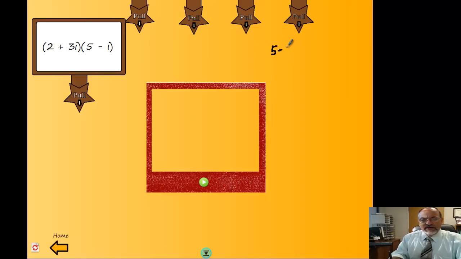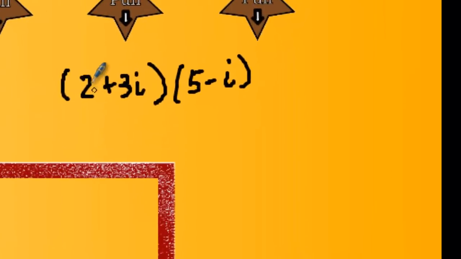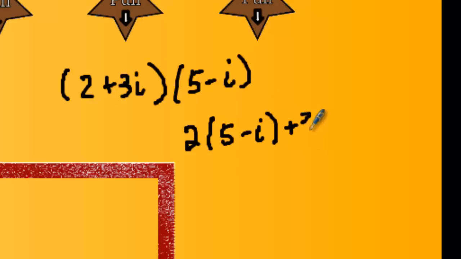Okay, so we have 5 minus i times 2 plus 3i. Now, to distribute, and when you're foiling, this is what you're actually doing, you need to take this 2 times this binomial. So you need to multiply the 2 times 5 minus i. And then you need to take the 3i and multiply it by that second binomial as well. So you're actually distributing each of these terms in the first binomial times the binomial.